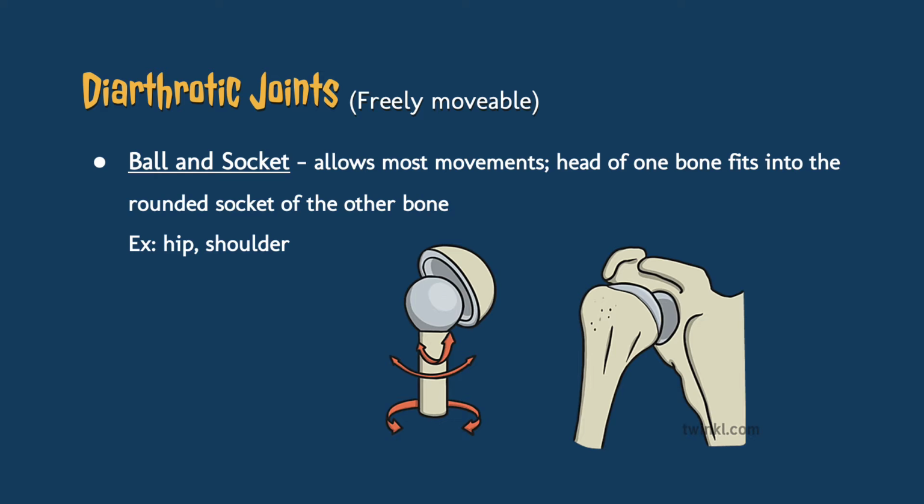You can move pretty much any way around that sphere. So an example of that is our hip or our shoulder. So you can take your arm out and swing it around in circles in the air at your shoulder. That's because of that ball and socket joint. So that joint is just rotating along that ball at the top of your humerus.